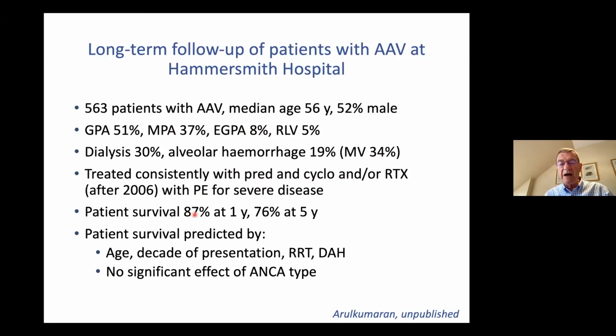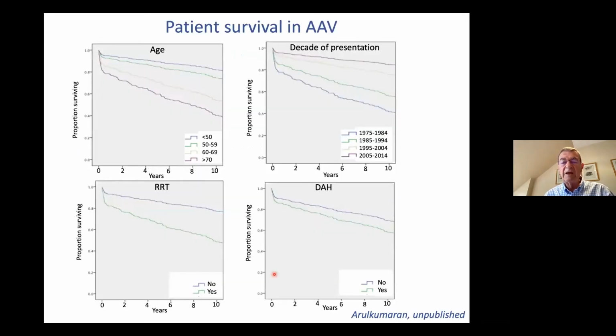We found a patient outcome was survival was 87% by 1 year, 76% at 5 years, fairly similar to the EUVAS study. We found that survival was predicted by age, by the decade of presentation, by the need for renal replacement therapy, and the presence of diffuse alveolar hemorrhage, but ANCA type did not appear to influence survival. And this just shows the graphs of age, where patients over 70 have a greatly increased mortality.